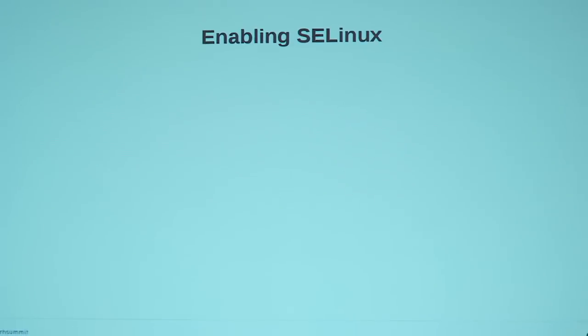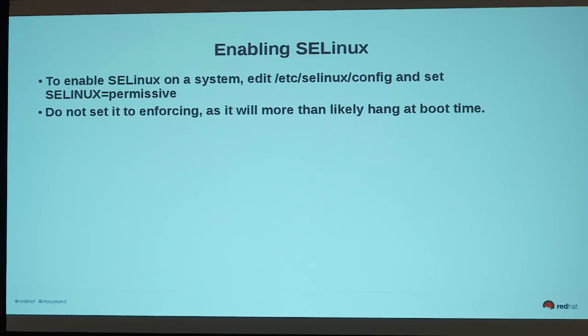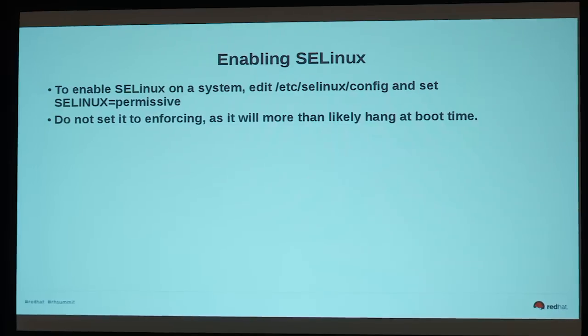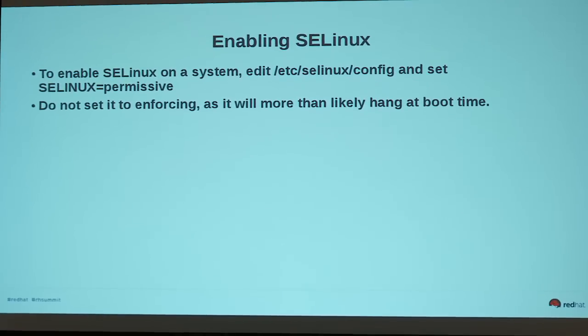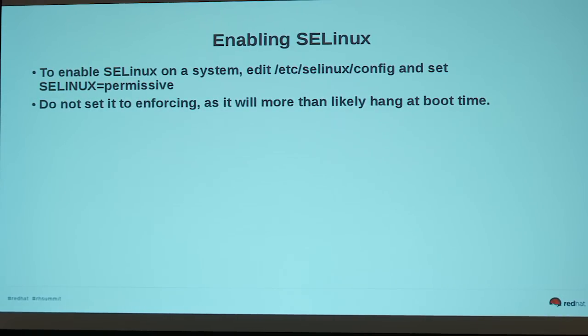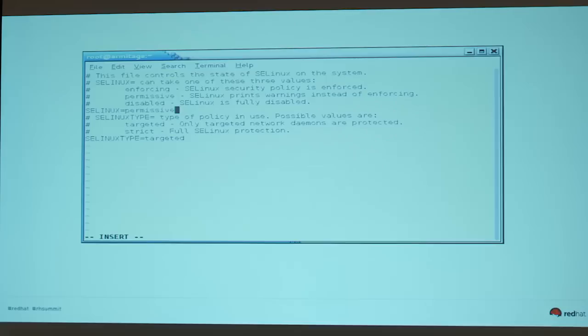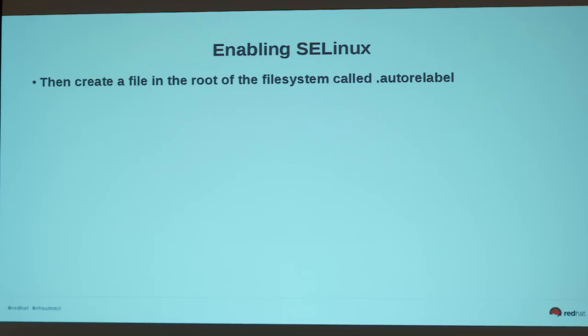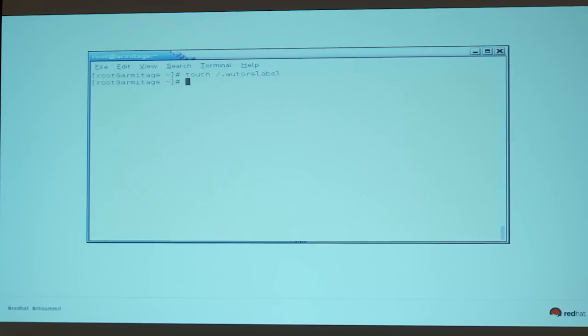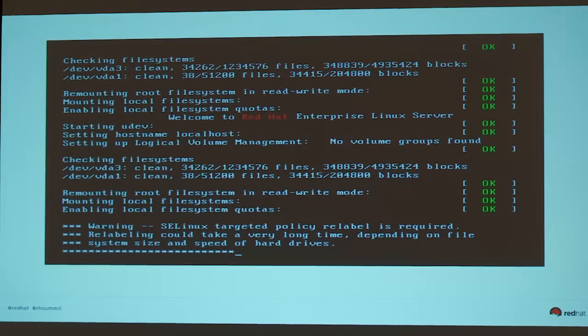And sure enough, I tested it. To enable Security-Enhanced Linux, edit the SELinux config and set SELinux to permissive if it has been turned off in the past. Don't just turn it on enforcing. You will have a very bad day when you try to reboot if you just turn it to enforcing. You will get very, very cranky and say bad things about your parentage. So set it permissive, touch a file in the root of the file system called .autorelabel, and reboot.